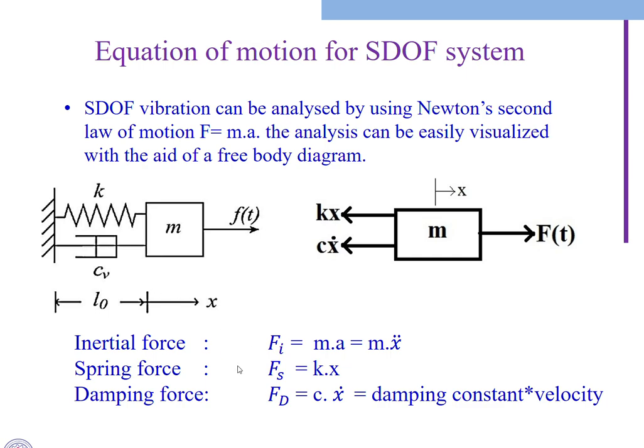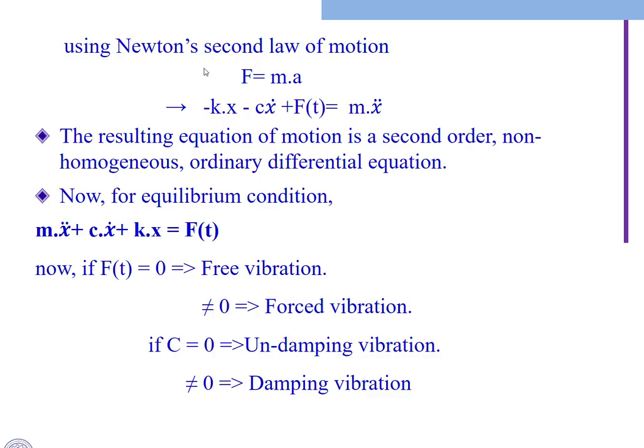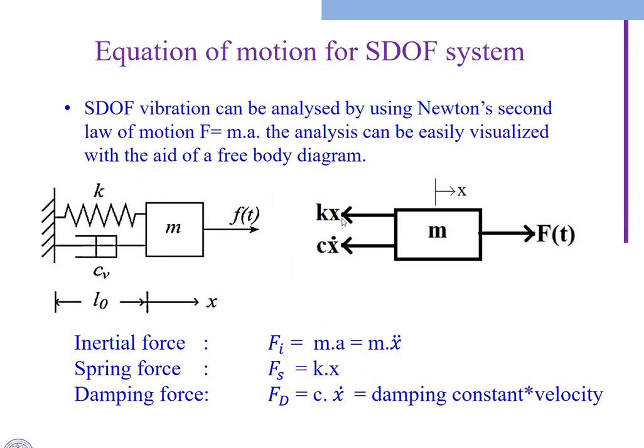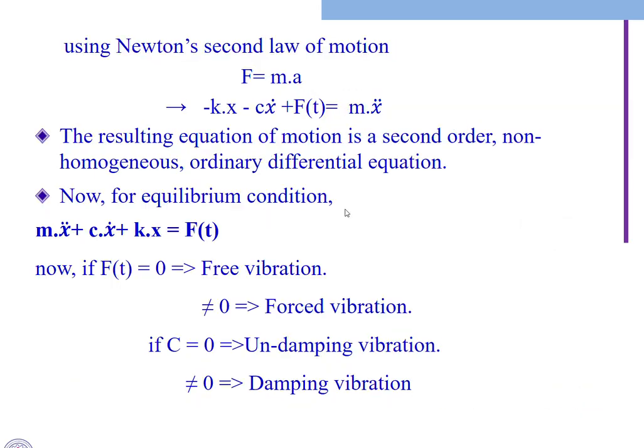Using Newton's second law of motion, we can formulate the equation: force is equal to mass into acceleration. The force is applied in one direction, and the mass resistance acts in the other direction. The force parameters minus kx and minus cx dot are in the negative x-axis direction, whereas the applied force is in the positive x-axis direction. The sum of these forces will be equal to the inertial force, m x double dot.